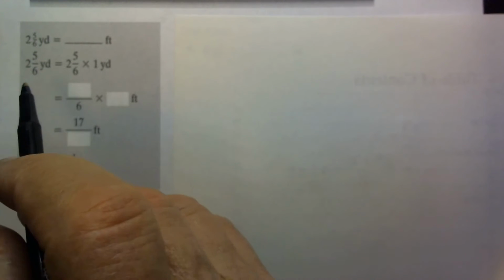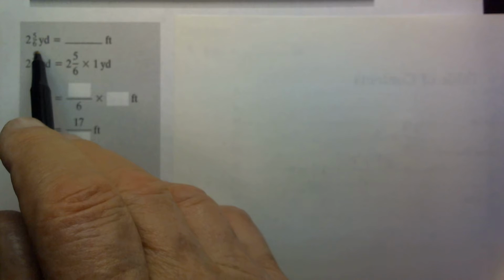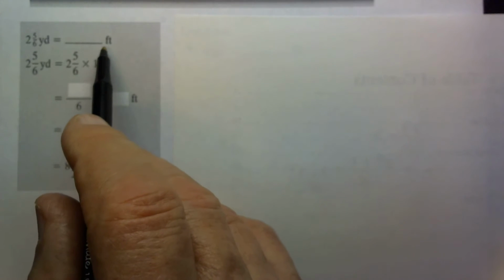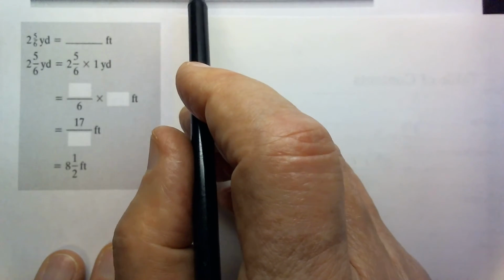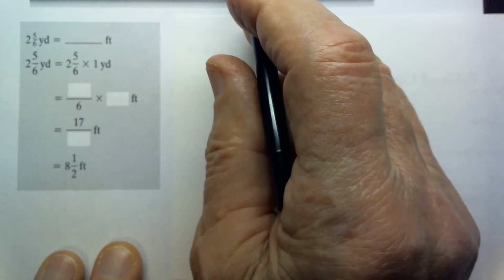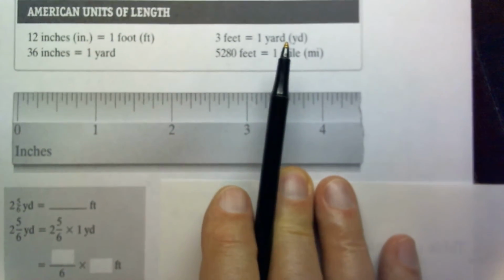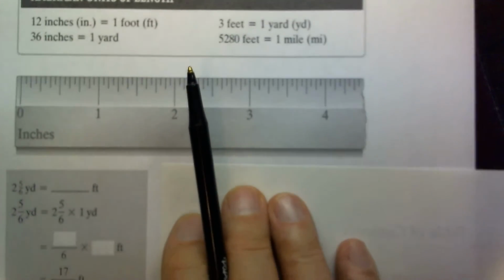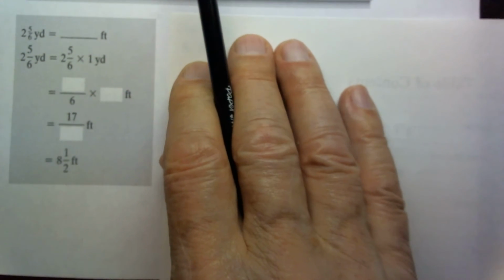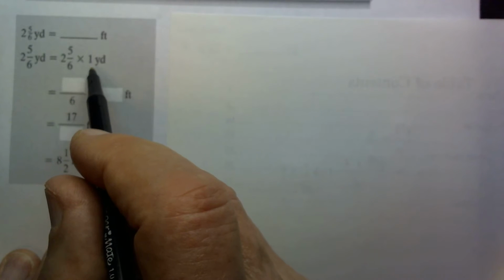Let's begin with the conversion of yards into feet. Here we are asked to convert 2 5/6 yards into the equivalent number of feet. We know that 1 yard is equal to 3 feet from the previous table: 1 yard equals 3 feet, or 3 feet equals 1 yard. So we can say that 2 5/6 yards is 2 5/6 times 1 yard.